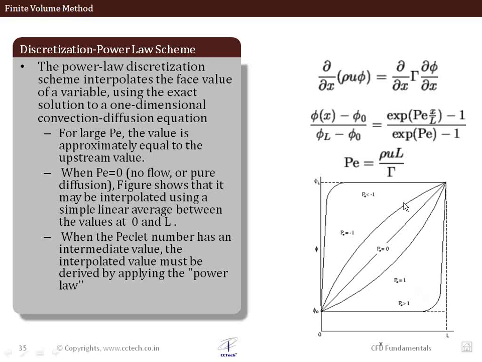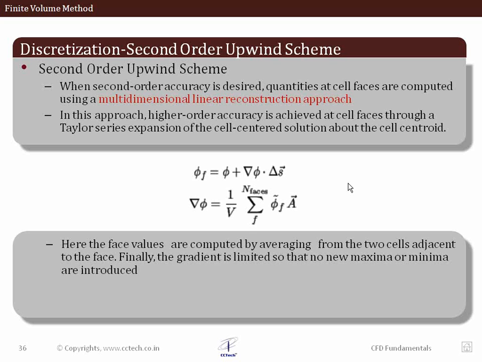And in the other case, if the Peclet number is tending to 0, that's when the diffusion term is dominating as compared to the advection term. In that case, we have a simple diffusion equation. That's as good as what we did earlier, a simple averaging of the two values across the face, the values at the cell centers across the face.